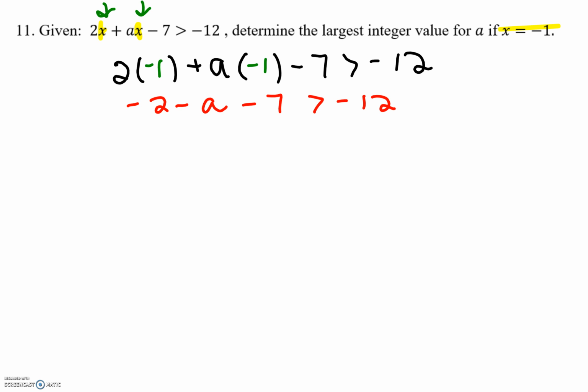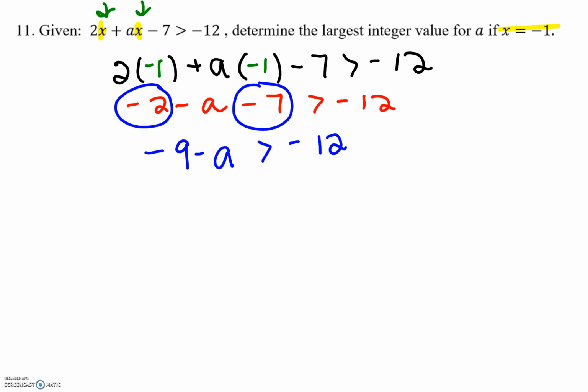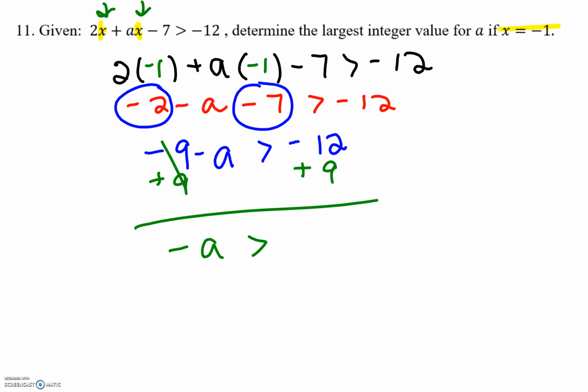From here, combine like terms on the left. Negative 2 and negative 7 is negative 9 minus a is greater than negative 12. Add 9 to both sides. Negative a is greater than negative 3. Divide by negative 1. Again, when I divide by a negative, I have to flip my sign. So negative 3 divided by negative 1 is a positive 3.